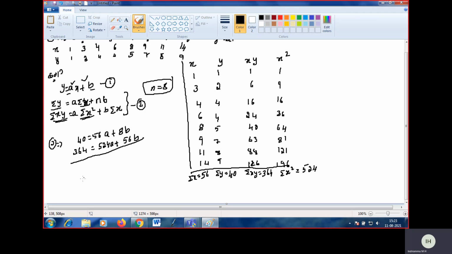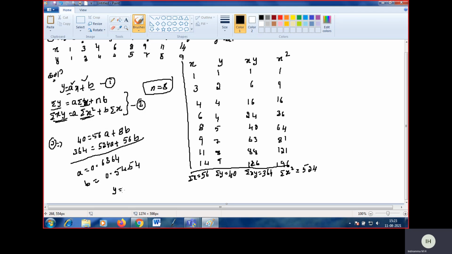We will get a as 0.636363. You will round it off to 4 decimals, 0.6364. Then you will get b value as 0.54545. So that is rounded off to 0.5455. So now substitute a and b values in equation 1.